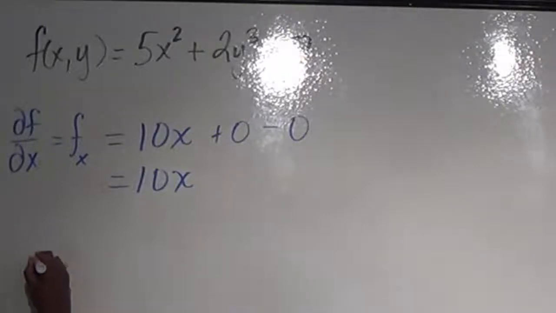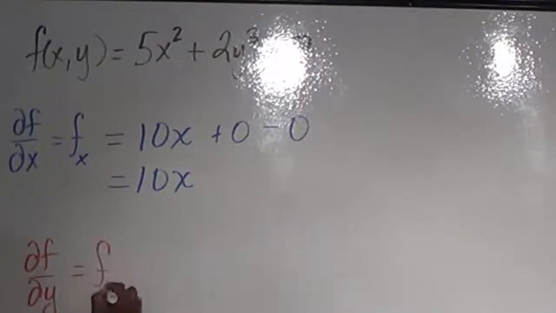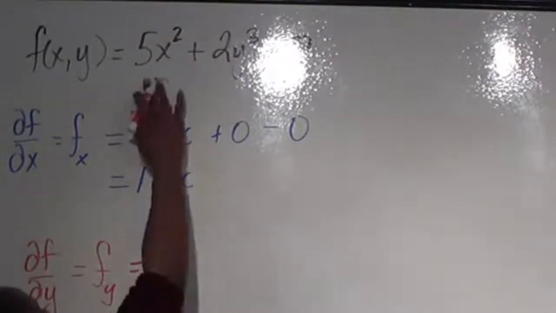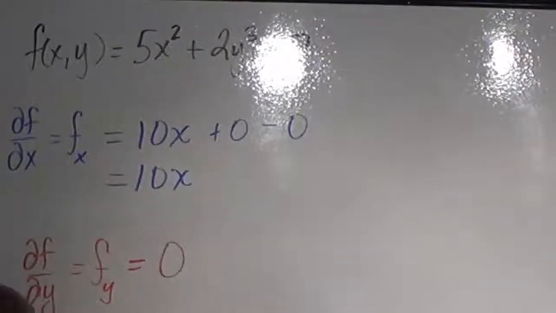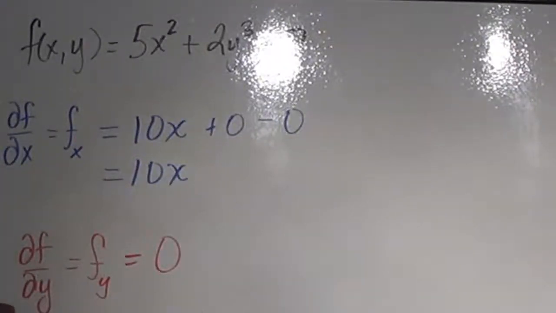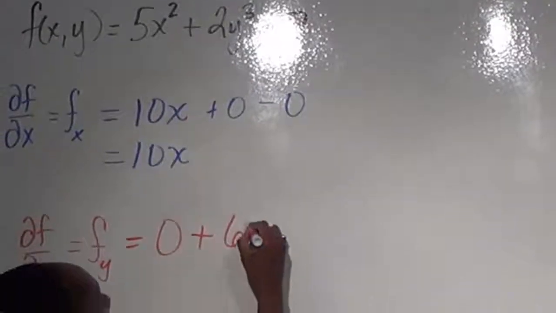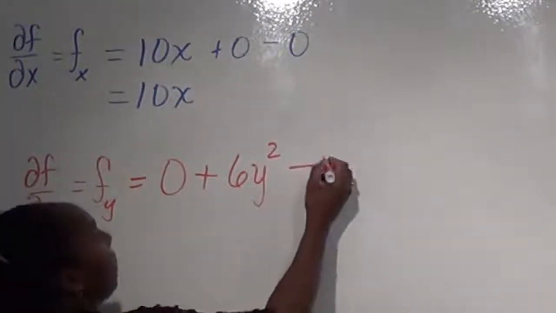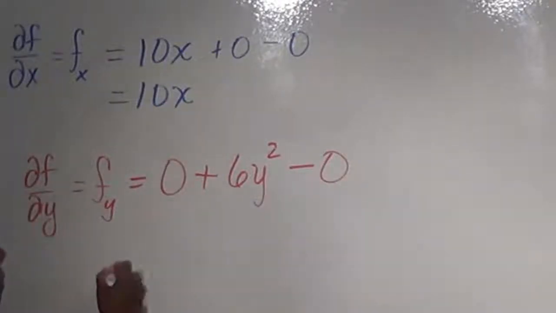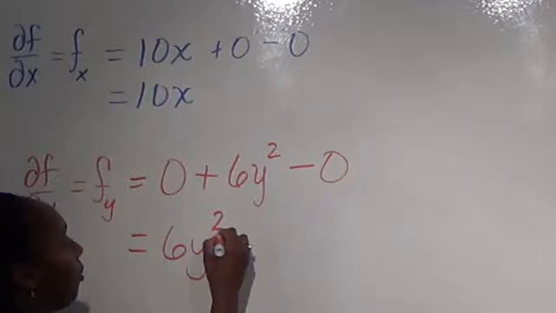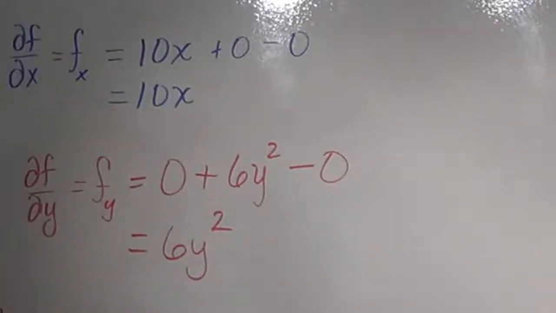If I want to see my partial of f with respect to y, again, both notations being written there. This just means y is the one I'm going to treat like my variable. Everything else is going to be held constant. So when I look at 5x squared, the derivative there is just going to be 0 because there are no y's in it. My 2y cubed becomes a 6y squared, and again my constant just goes to 0. So my partial with respect to y is just 6y squared.